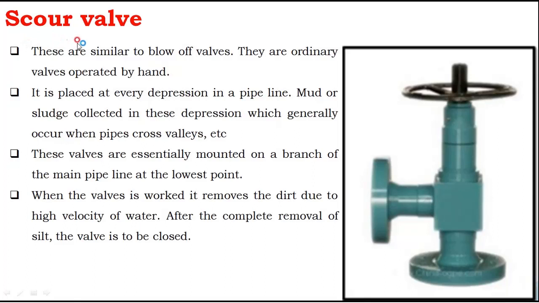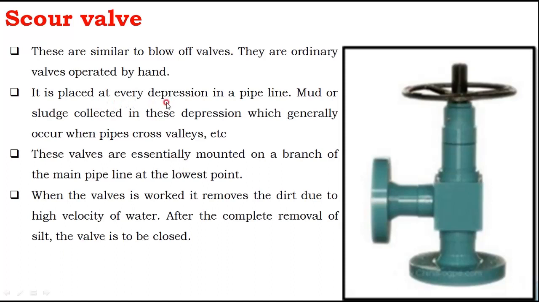Next one is the scour valve. These are similar to the blow off valve you've seen, the drain valves, same like that only. That is also hand operated. If it is small in size, you can operate it by hand, or you can put some motor arrangement or some gear arrangement also. They are ordinary valves operated by hand, as I said.